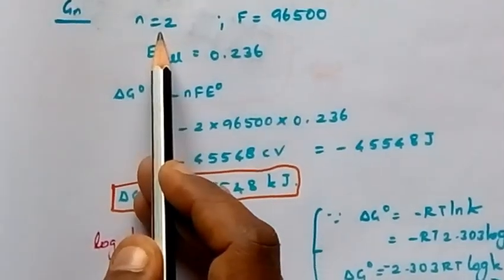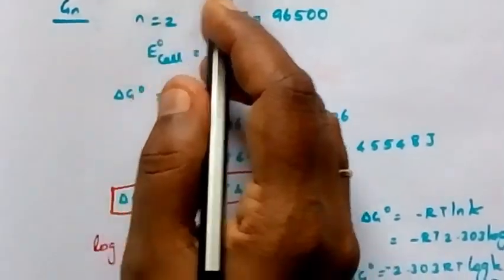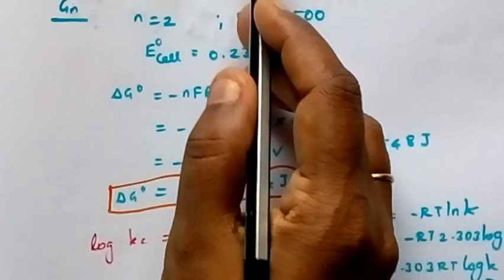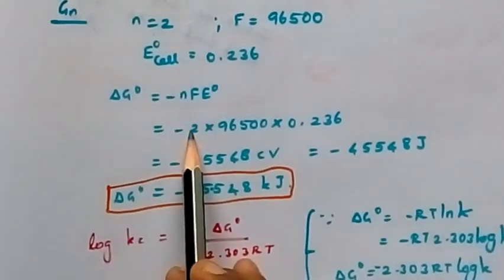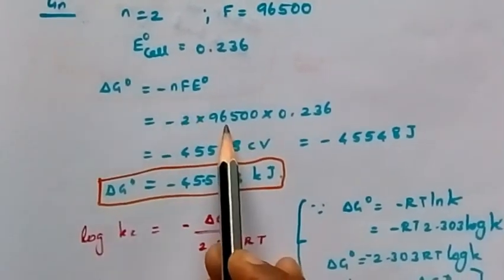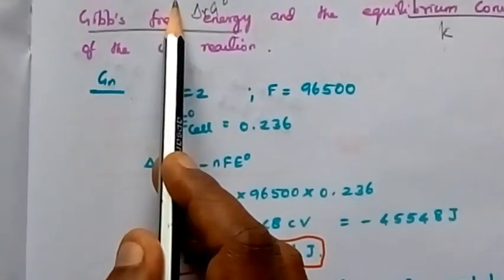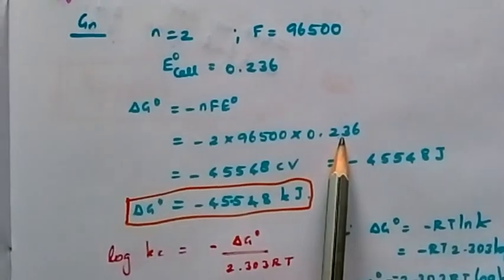G is equal to... given N is equal to 2. How many electrons get transferred? 2 electrons get transferred. 2 2s are 4. That means 2 electrons transferred. The F value we know is 96,500. What is the E naught value? E naught value is given, no? That is 0.236. So we substitute here.